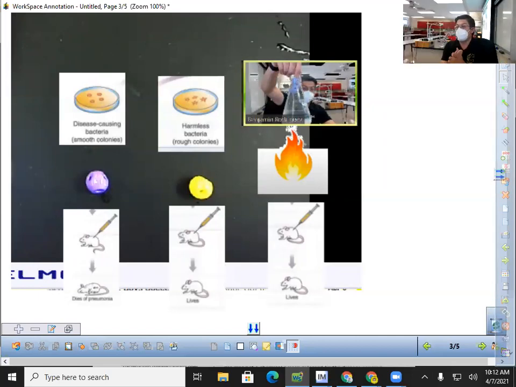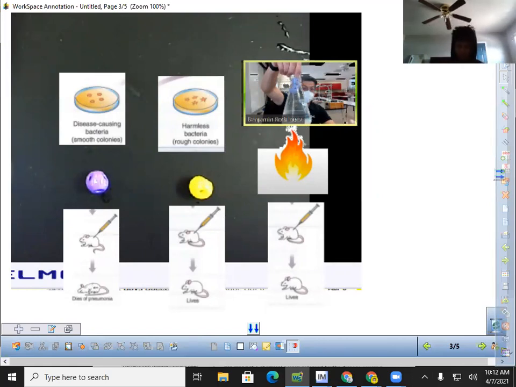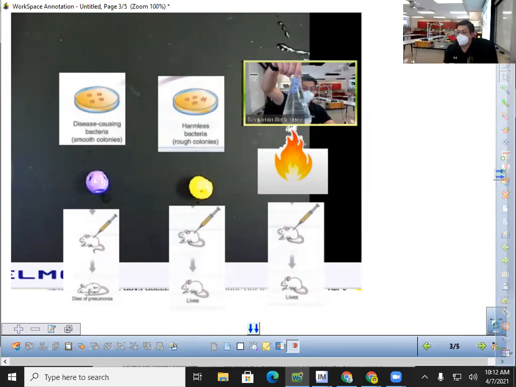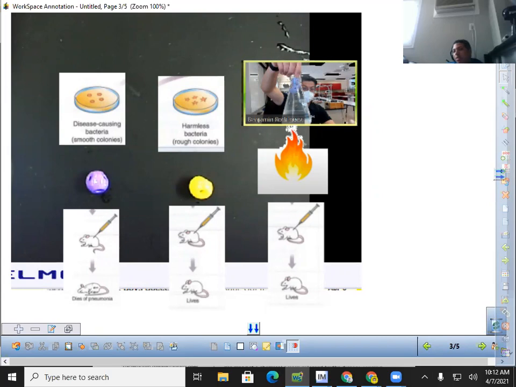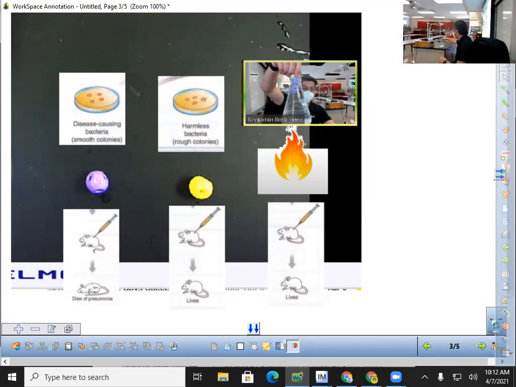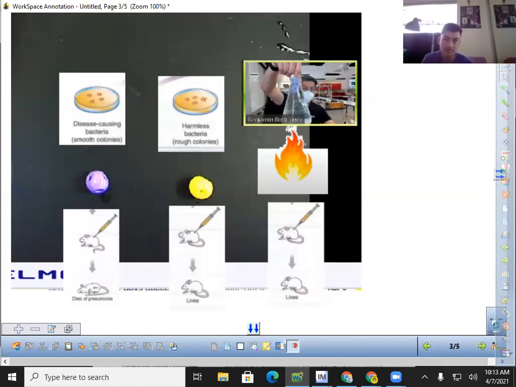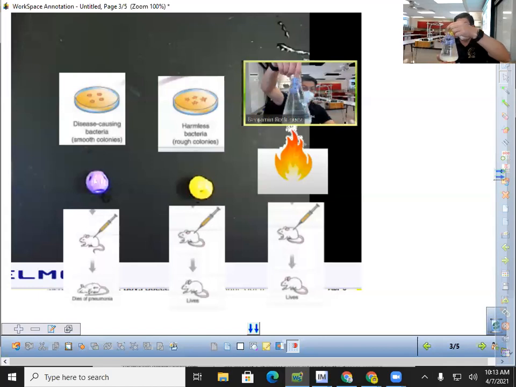So now, guess what he did now? Guess what the next step was, Keith? Matthew? What do you guys think? He injected the other one into the mice again. No, he did this. He took this, now that this is heated, right? He heated it up, and now he added these guys. What do the yellow marbles represent? The rough bacteria. That's harmless. Yeah, the harmless. So he added the harmless in there.